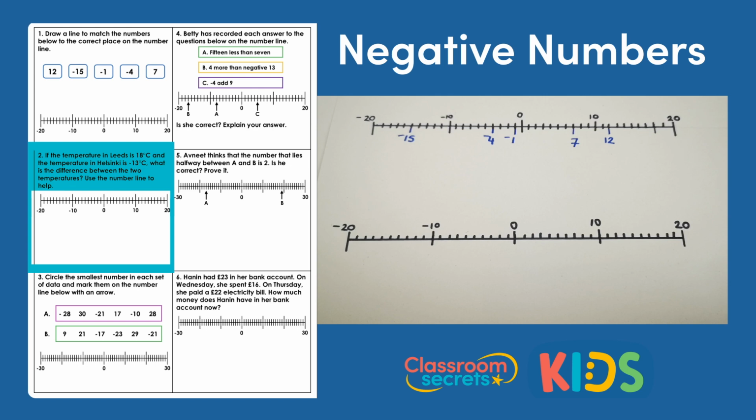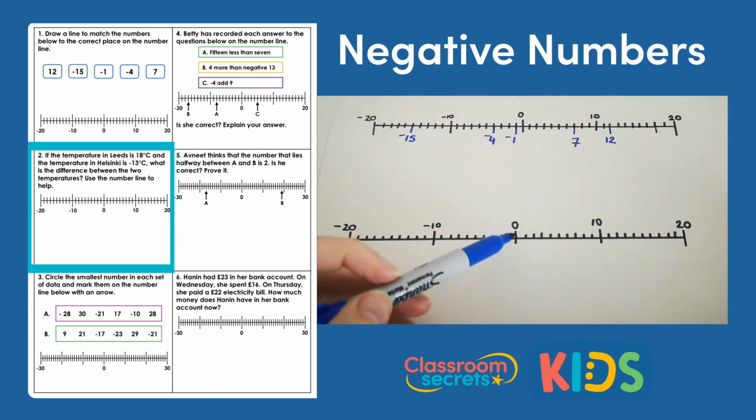If the temperature in Leeds is 18 degrees Celsius and the temperature in Helsinki is negative 13 degrees Celsius, what is the difference between the two temperatures? Use the number line to help. So, to use our number line, we're going to have to plot these numbers on the number line. So let's find the temperature for Leeds. Again, we need to work out what the increments are worth on this number line so we don't end up plotting the numbers in the wrong place.